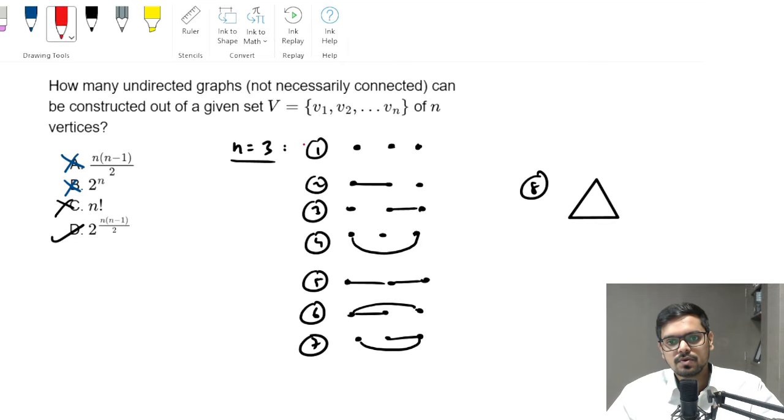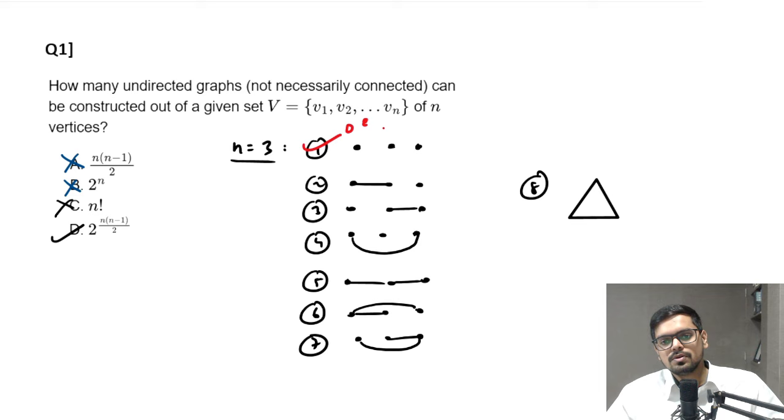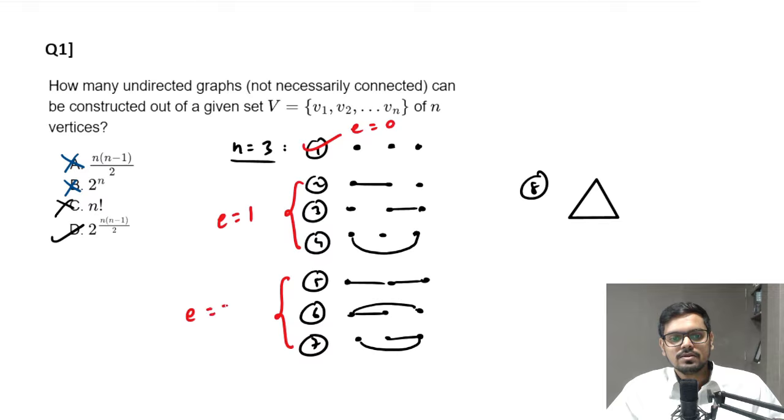See carefully, this was 0 edge. Here edge is 0. These are the examples where edge is 1. These are the examples where edge is 2. Again that combination I have used, first, second, third is connected, or first, second, first, third connected, second, third, first, third connected. So 2 edges, 3 graphs you can make, and edge 3 only 1 graph you can make. So total counting if you do is 1, 3, 3, 1, which is 8.